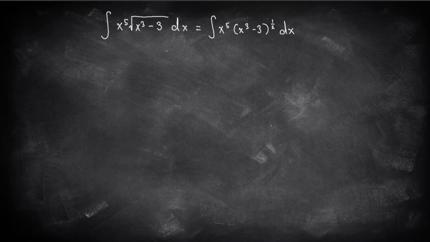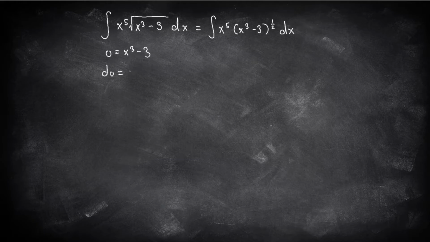Okay, so if we take the derivative of this, it is 5x to the fourth. That doesn't match anything with this, so we're not going to do that. So we're going to use probably this equation. So let's say u is equal to x cubed minus 3. Take the derivative of this.